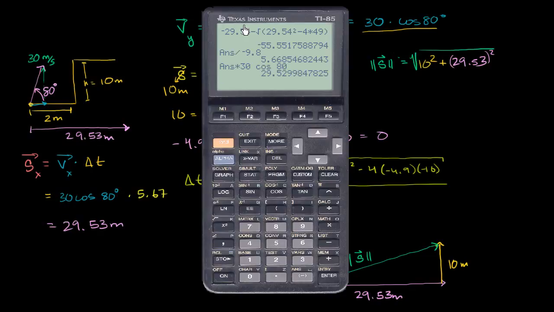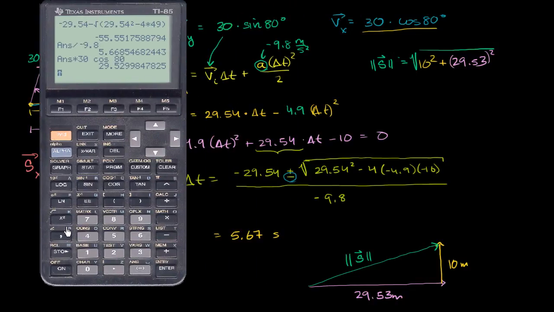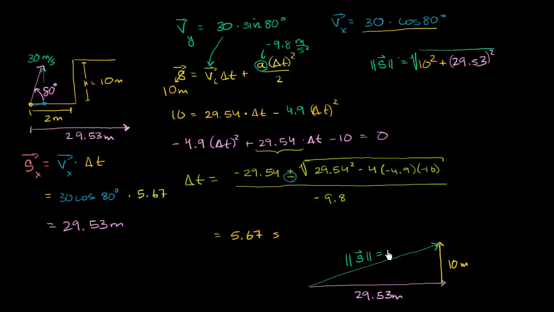And I can get the calculator out once again to do that. So the magnitude of our total displacement is the square root of 10 squared, which is just 100, plus 29.53 squared. I could use all of this information so that I don't lose precision, using the second answer, which means the previous answer. That gives us a total displacement of 31.18 meters. And of course, it's a vector, so we've only given you the magnitude. We also need the direction.